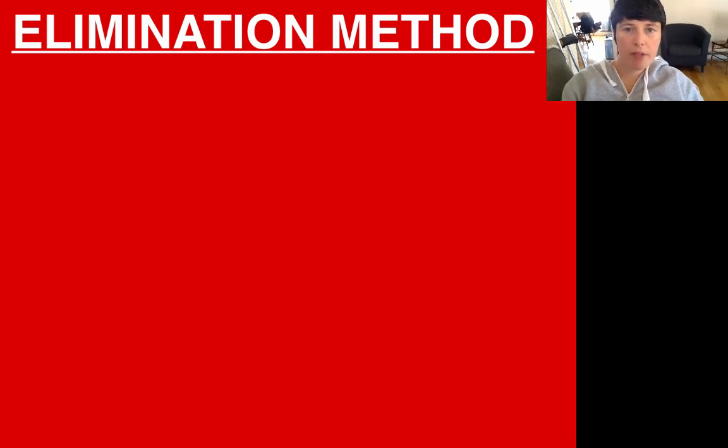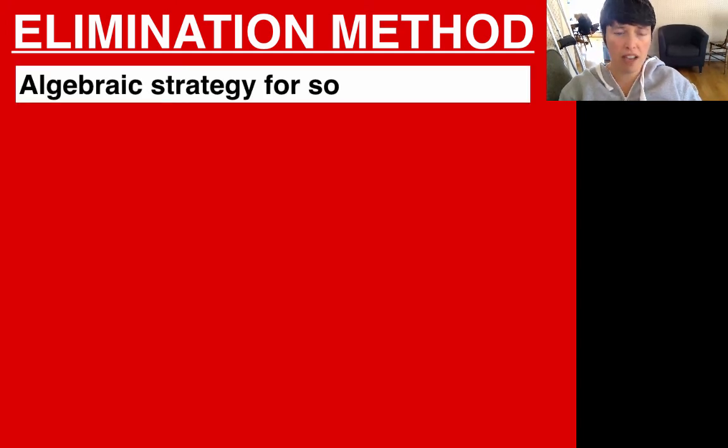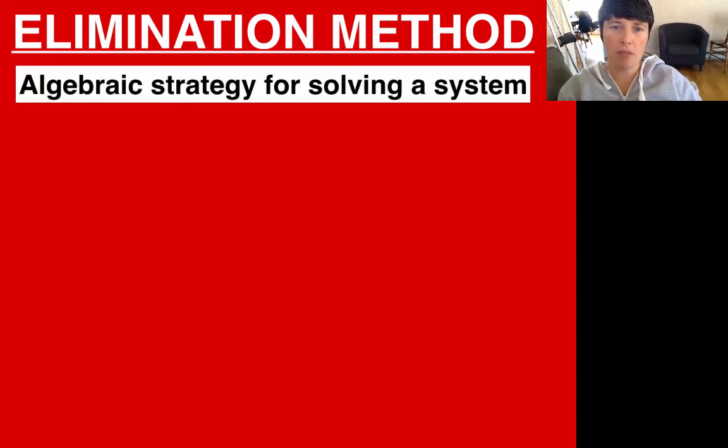So to wrap up this video, we call this the elimination method. It's the elimination method because we are eliminating a variable. We're getting rid of x or we're getting rid of y. We're eliminating them. So some important things, you should write this down. Some important things about the elimination method is it's an algebraic strategy, meaning it's a way to avoid graphing if you don't want to graph.